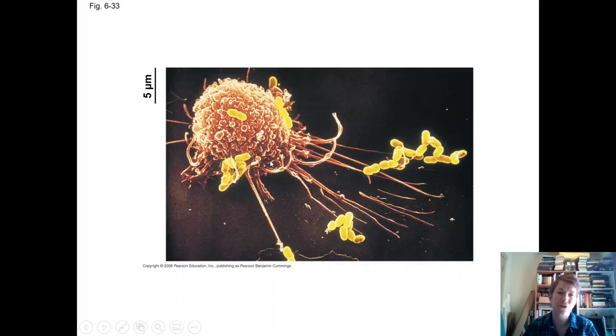This is a really cool picture. This is a macrophage. It's one of your immune cells, and all the little tiny yellow ones are bacteria. And so the macrophage has these long skinny cilia that it uses to lash out and grab onto bacteria, and then it throws them into its cell membrane so that it can endocytose them, and then lysosomes will digest them inside. That's pretty cool.